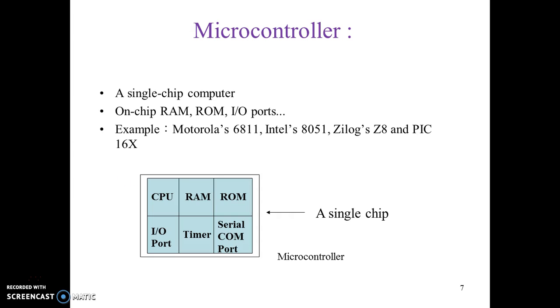Then the next one is the microcontroller. It is truly a single chip computer. It has a CPU like we have seen in the microprocessor, but it has RAM, ROM, IO ports, timer, and serial port on a single chip.